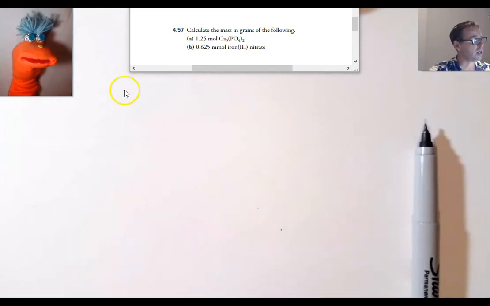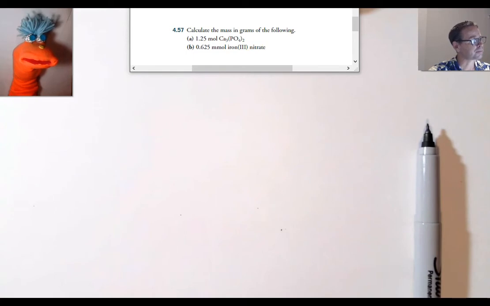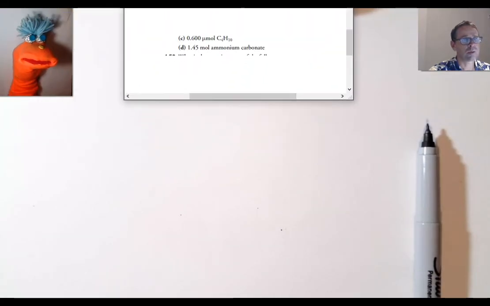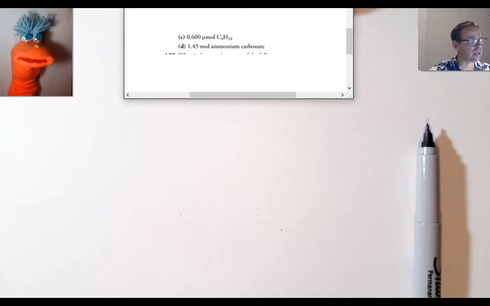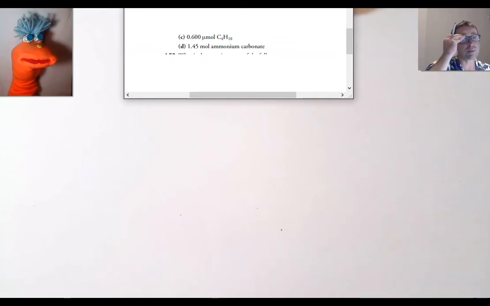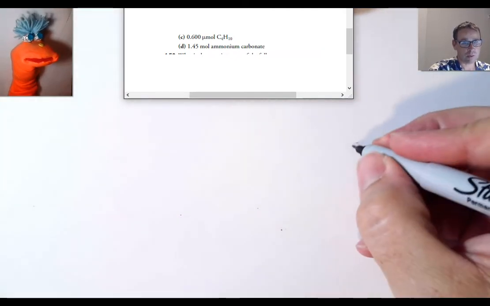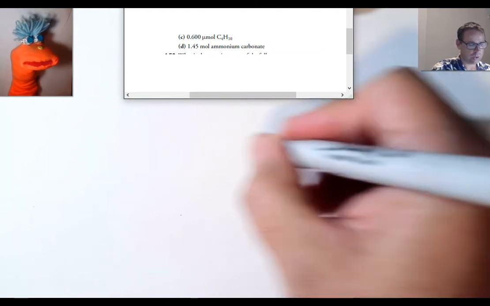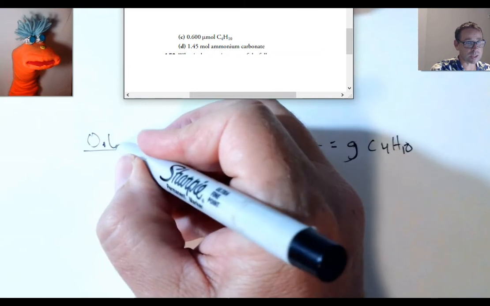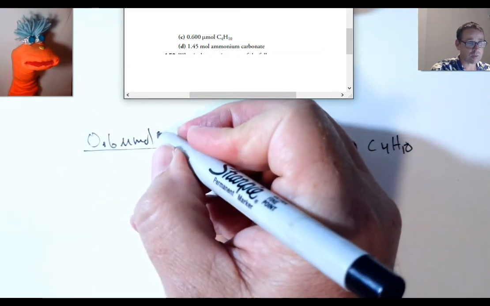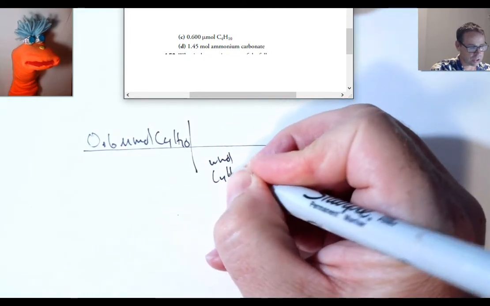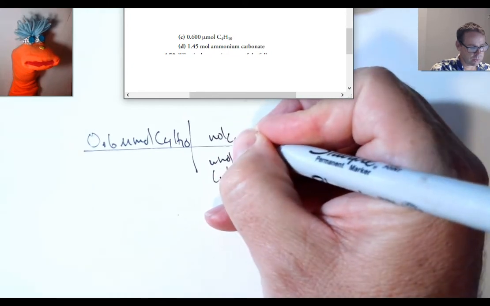Let's see. This problem has two other parts to it. Let me get those here. Okay, so again, we're calculating the mass in grams. So how many grams of C4H10? Grams of C4H10, right? Yeah. Starting with 0.6 micromoles of C4H10. Micromoles C4H10 to moles of C4H10.